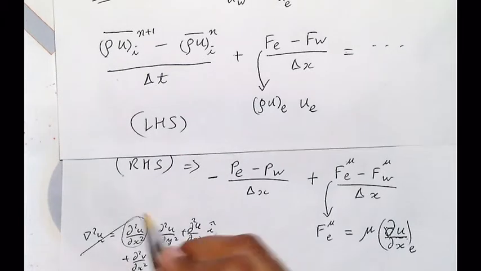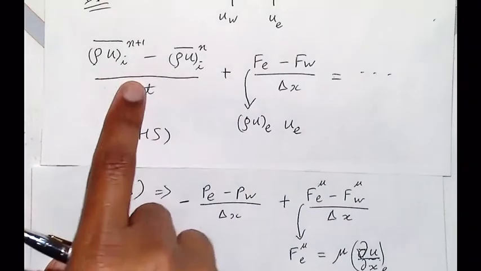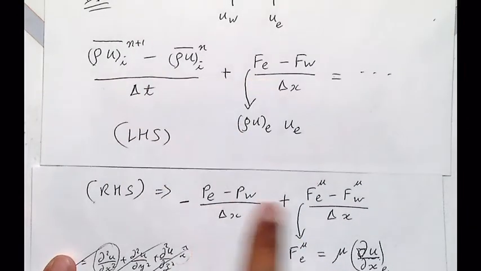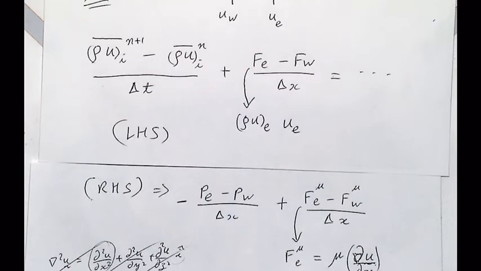Alright, so yeah, that's basically it. On the left hand side, we have these two terms, and the right hand side, we have these two terms in 1D. That's all there is for finite volume discretization of the momentum equation. In 3D, you would add more fluxes, north, south, forward, and backward. That's the only change.